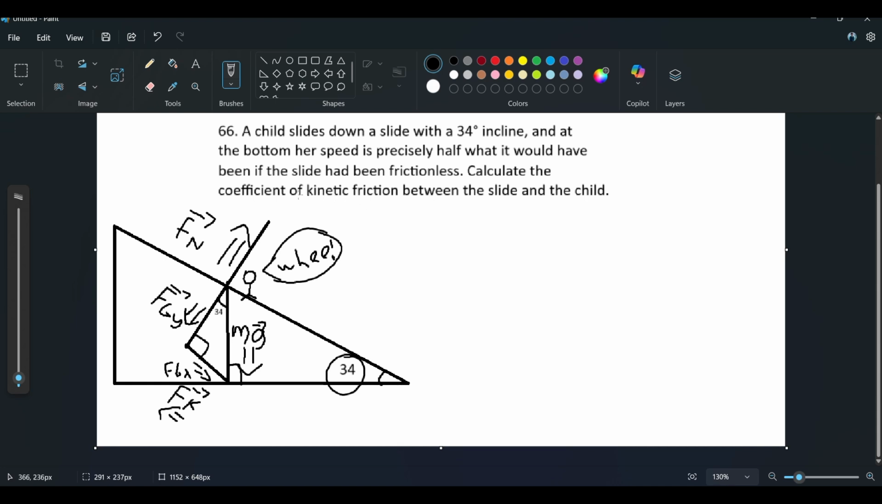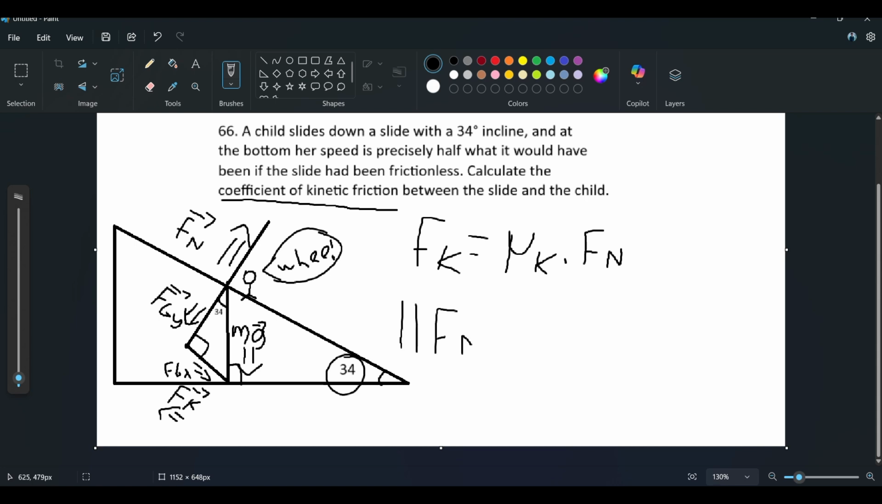And so we need the coefficient of kinetic friction. We can calculate that with the formula: the force of kinetic friction is equal to the coefficient of kinetic friction times the normal force. The magnitude of the normal force is going to be equal to the magnitude of the y force.